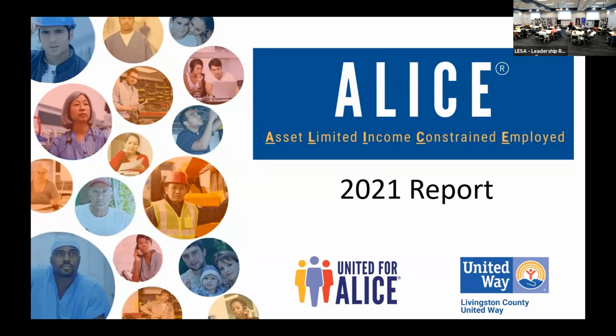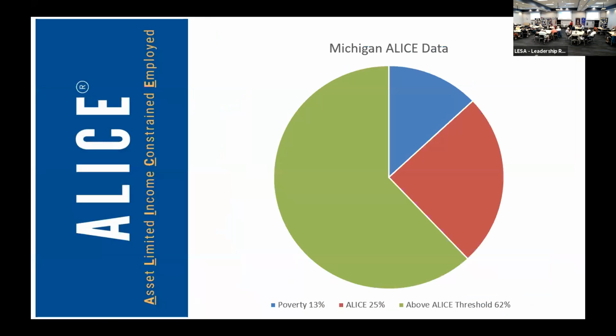So good morning and thank you for having me here. I'm excited to represent the United Way to talk to you a little bit about our 2021 ALICE report. So ALICE, just to frame it up for you, stands for Asset Limited, Income Constrained, Employed, and it's sort of a grassroots movement and some research that's being done all across the country, but United Way commissioned this research to talk about a demographic of our community that falls above federal poverty level, but does not quite reach the level of self-sufficiency.